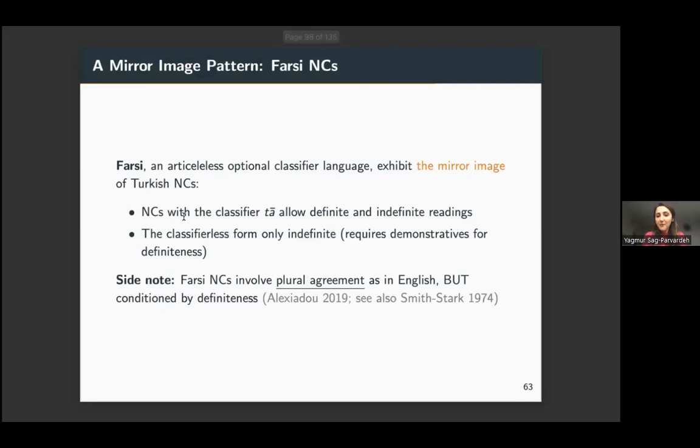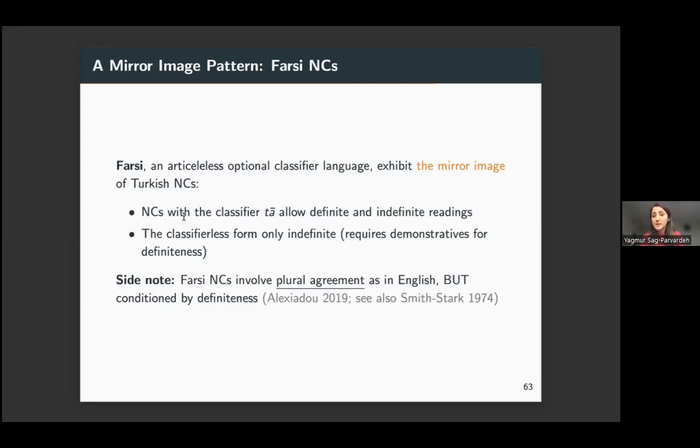Okay. So what I found in Farsi is the mirror image of Turkish. This is all I'm going to tell you. Farsi has another optional classifier. It has ta as a classifier, historically derived from tane, interestingly enough. And remember I told you that our tane numeral constructions are indefinite, while without tane, it's free in being definite and indefinite. It's the opposite in Farsi. It's the numeral constructions with the classifier ta that are the free form, while when they don't have classifiers, they are only indefinite.